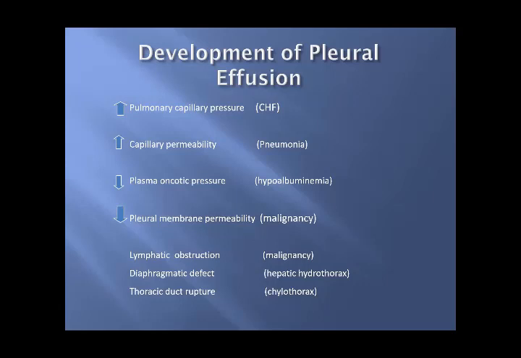Pleural membrane permeability can be increased, as in malignancy, that can cause an increased amount of fluid to enter the pleural space. Other causes which can lead to pleural effusion are lymphatic obstruction. If there is a lymphatic obstruction, reabsorption of the fluid is not done. Diaphragmatic defect, like hepatic hydrothorax, where the abdominal fluid enters the pleural space. Thoracic duct rupture can occur, which leads to chylothorax.